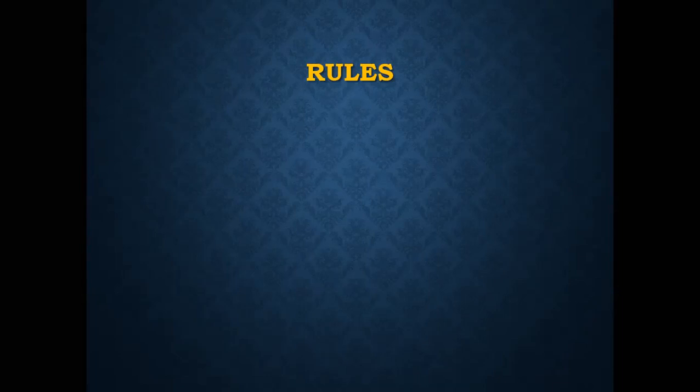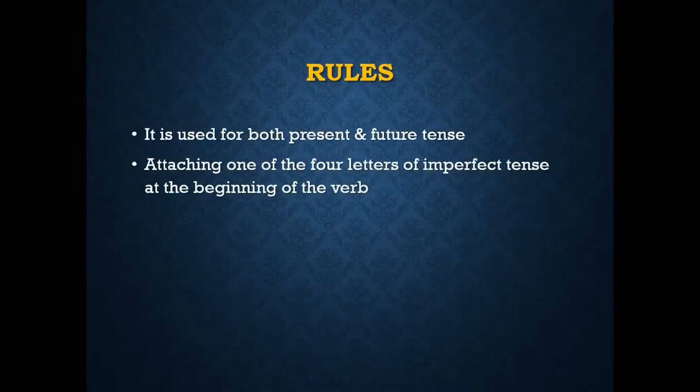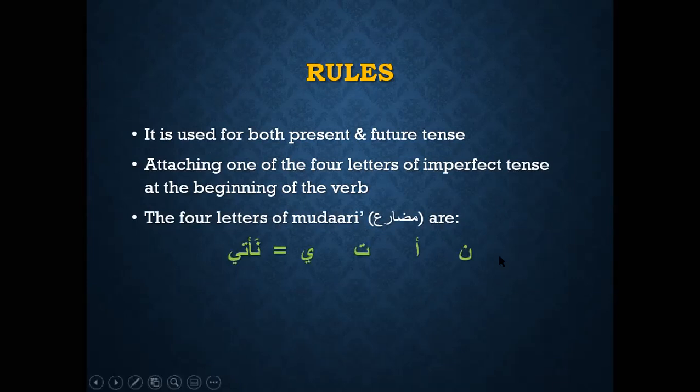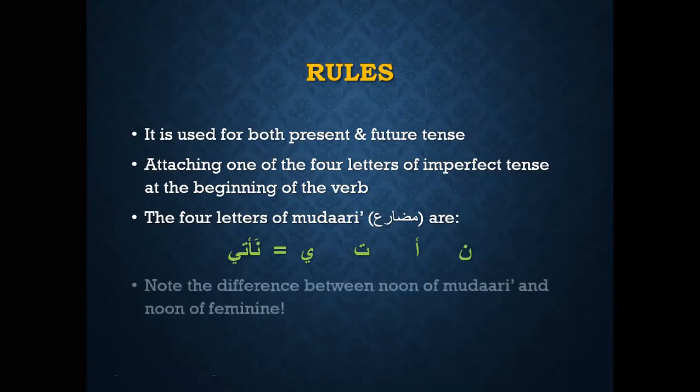Mudari'. So in mudari' you have certain letters which are called the signs of mudari', the indications for mudari', and they are called na'ti, for example: noon, alif, which is actually hamza, ta, ya. Noon, hamza, ta, ya, na'ti. Just remember that. So this will be at the beginning of a verb, at the beginning of any verb.